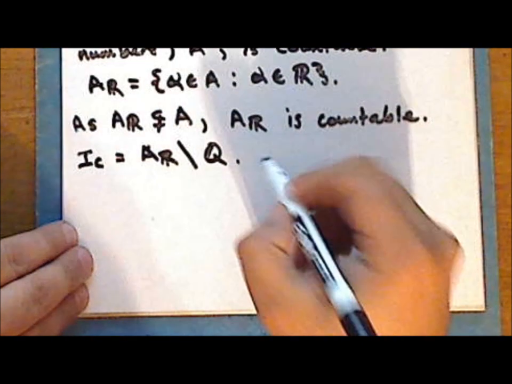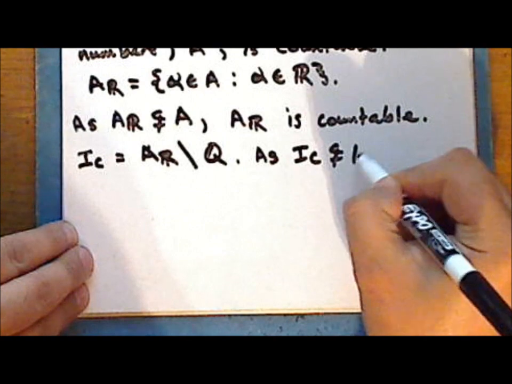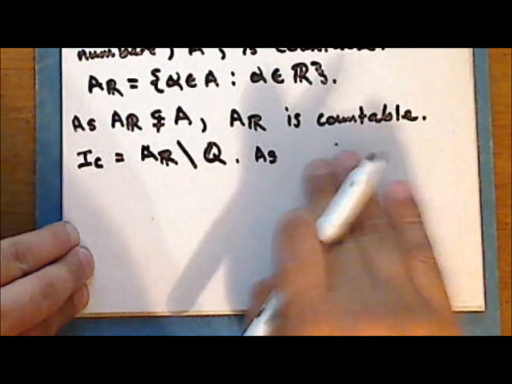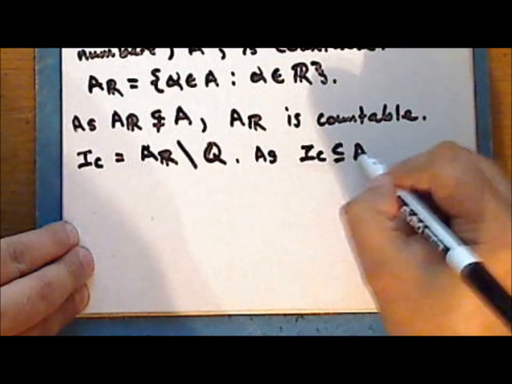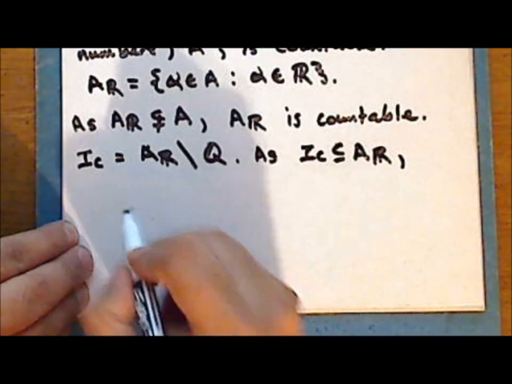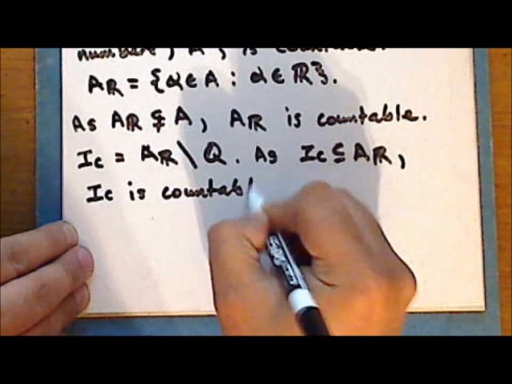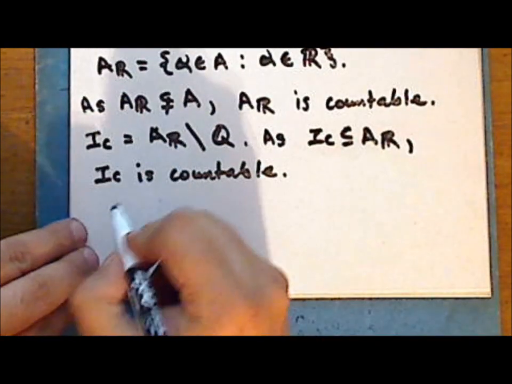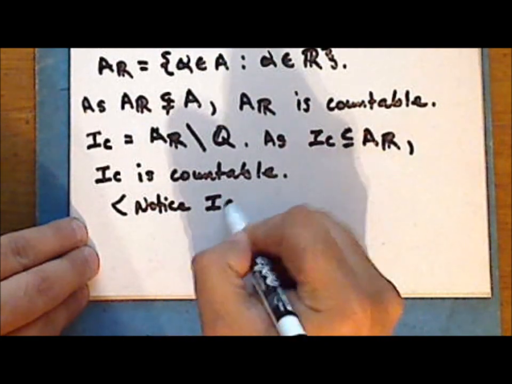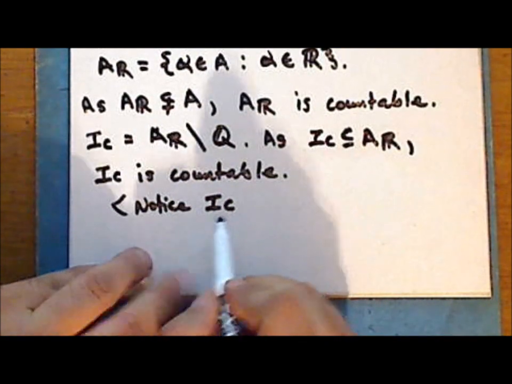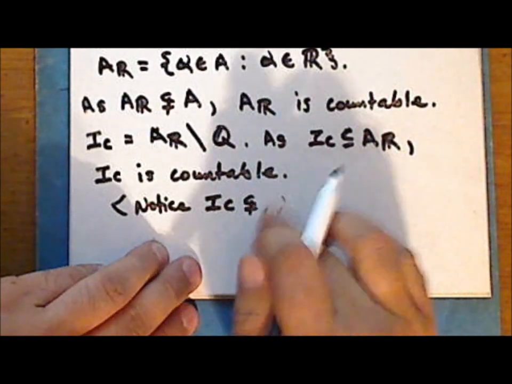Now, as this set, I sub c, is a proper subset of the irrational numbers, well, first, as it is a proper subset of the algebraic real numbers, it is countable. And just as an aside, notice in particular that this set, I sub c, is a countable subset of the irrational numbers.